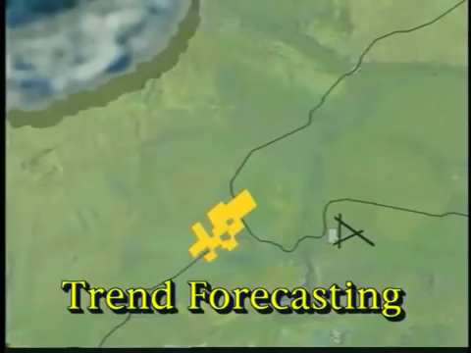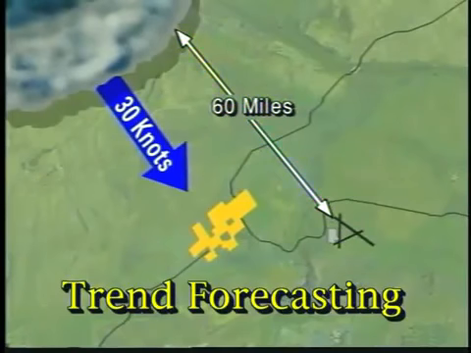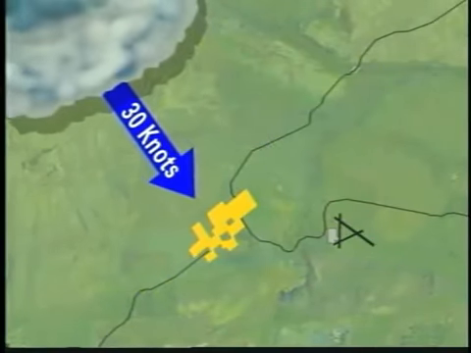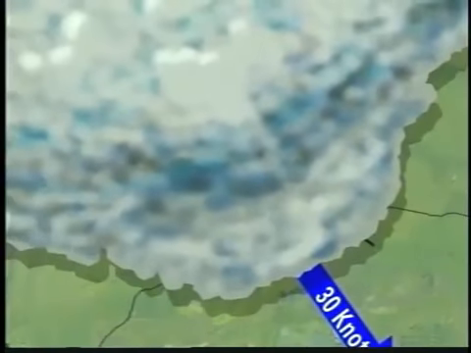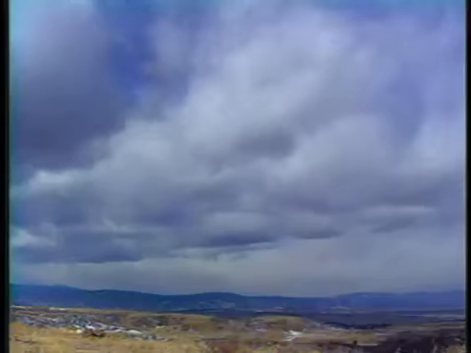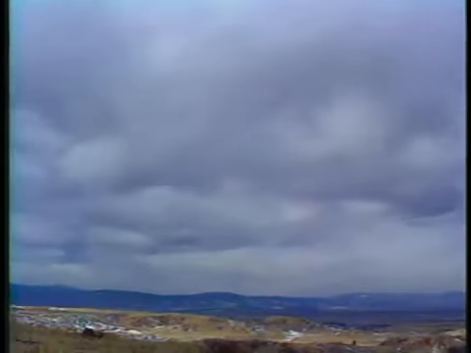Trend forecasting predicts that, without interruption, a weather event, like a storm cell, will continue moving in the same direction and at the same speed it's currently moving. In this case, the storm will reach the airport in less than 2 hours if atmospheric conditions don't act to change its course and speed. Similar to persistence forecasts, trend forecasting is generally accurate for only a few hours.